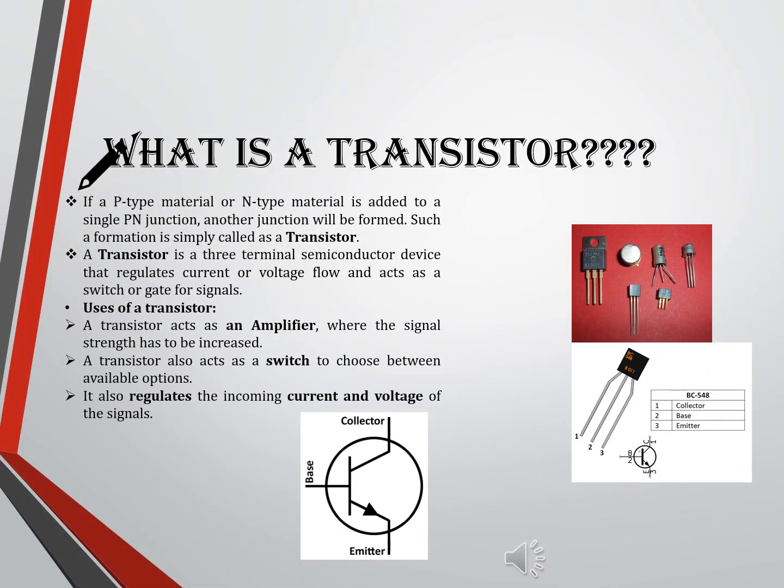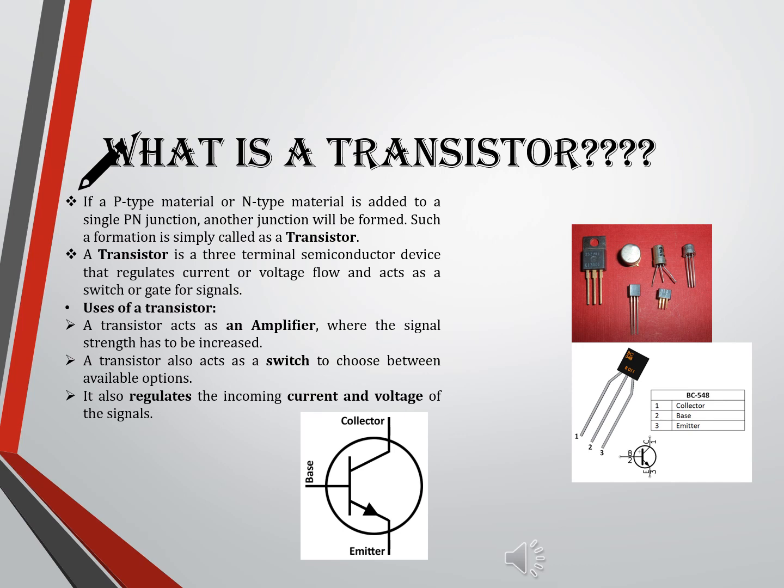So here, what a transistor is. If a p-type material or an n-type material is added to a single p-n junction, we'll be getting another junction, okay, and that formation is simply called a transistor. It is a three-terminal semiconductor device that regulates the current or the voltage flow, and it acts as a switch as well as a gate for the signals.